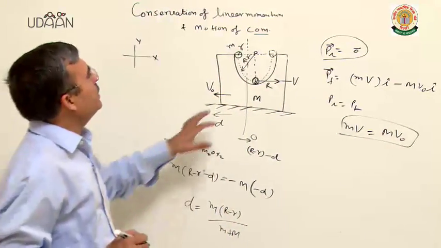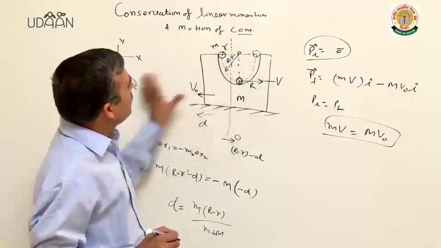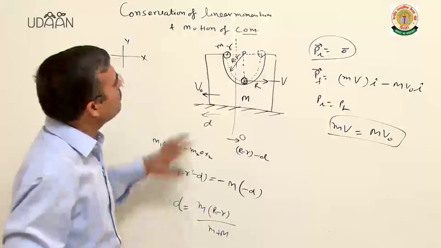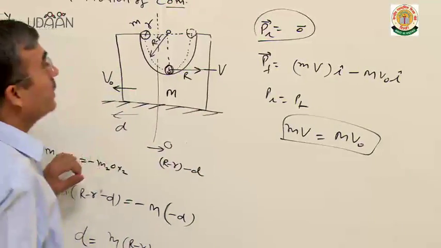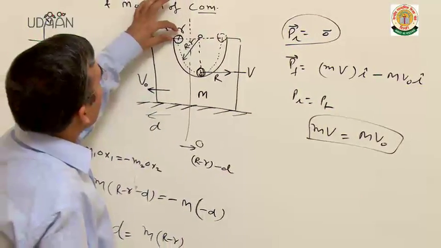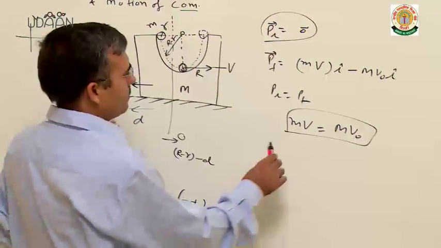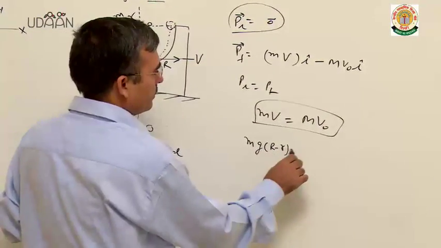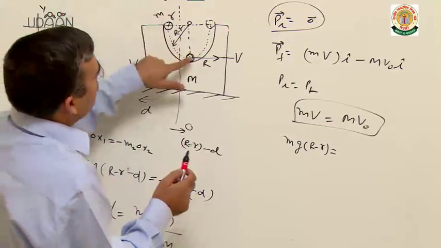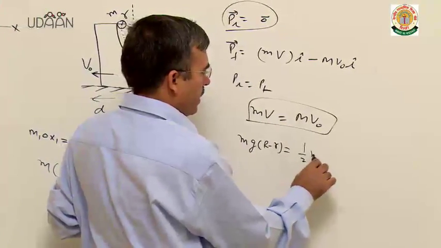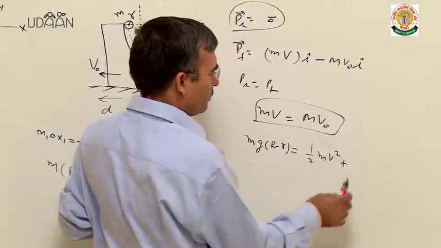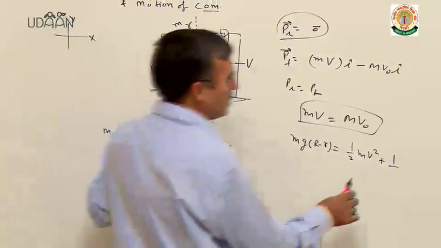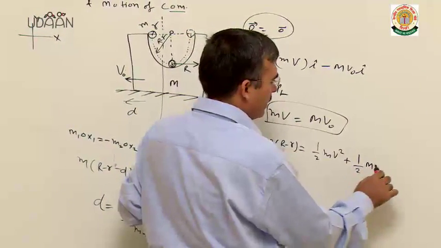Now it is a relation between horizontal speed of the small m and capital M. Now conservation of mechanical energy, because all the surfaces are smooth here. Let us apply conservation of mechanical energy. Loss of gravitational potential of the small m mass, that is mg into R minus r. Gain in kinetic energy of the small m mass, half small m v square plus gain in kinetic energy of the capital M block, half capital M into V naught square.